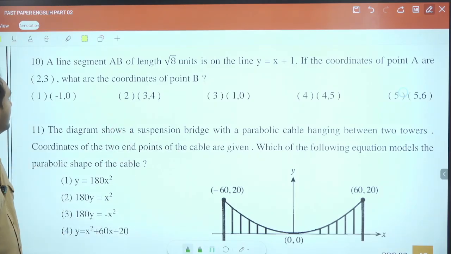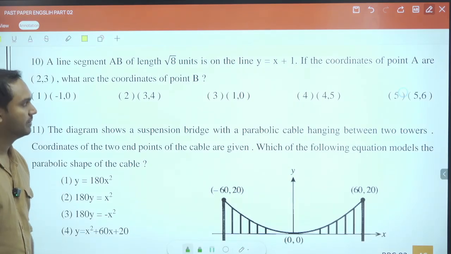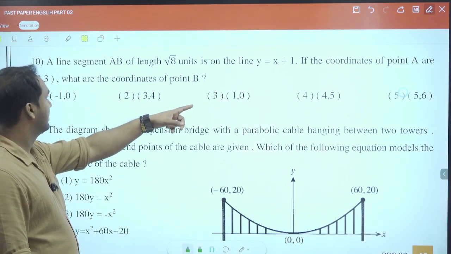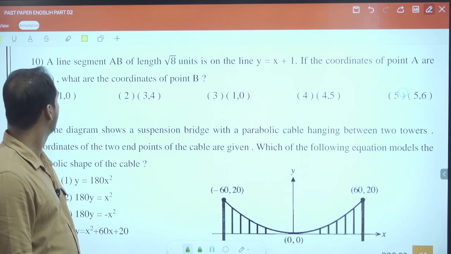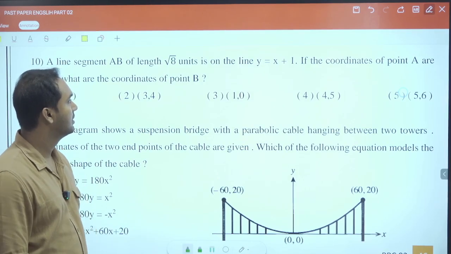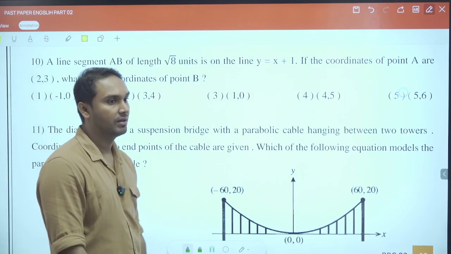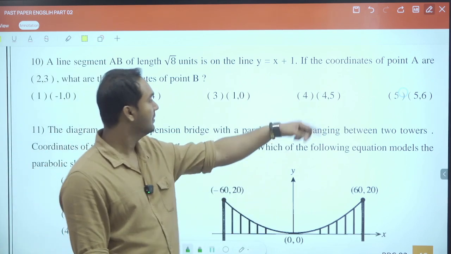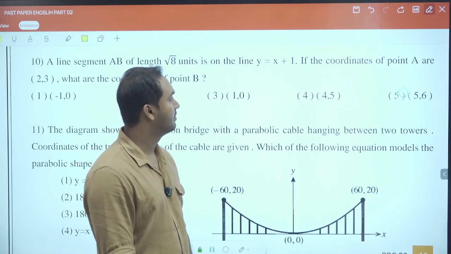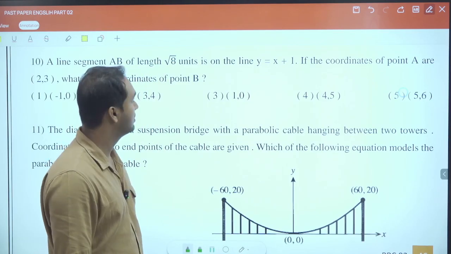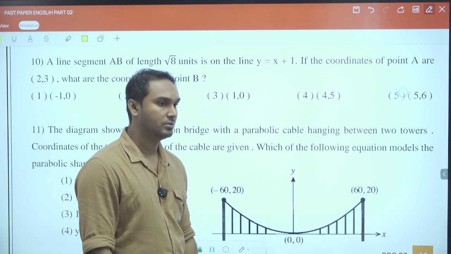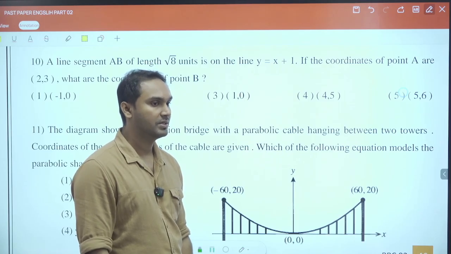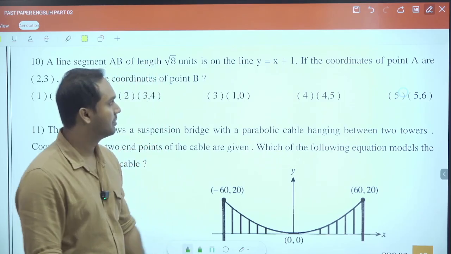Look at this one. 2 minus 3 is minus 1. 3 minus 4 is again minus 1. Not this one. 2 minus 1 is 1, 3 minus 0 is 3. So 1 squared plus 3 squared will be 10, no. 2 minus 4 is minus 2. 3 minus 5 is again minus 2. Minus 2 squared will be 4. 4 plus 4 is 8. Root 8, so this is the one we can take.